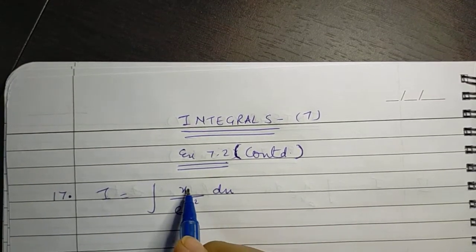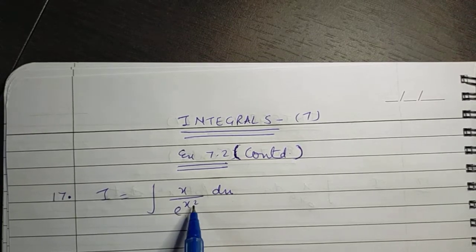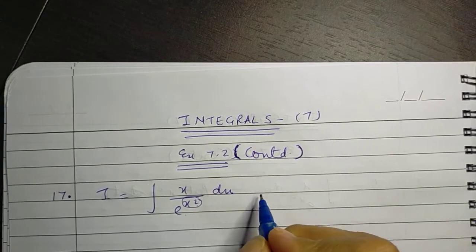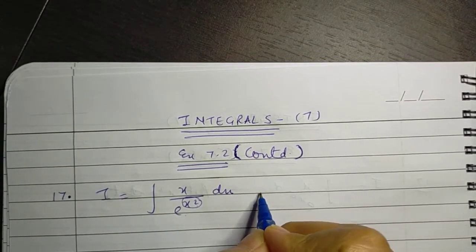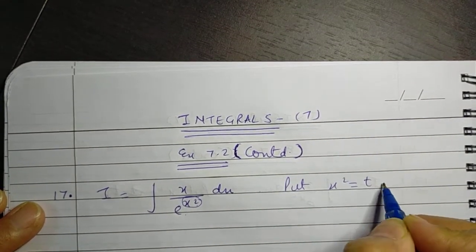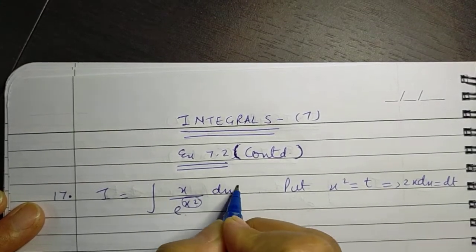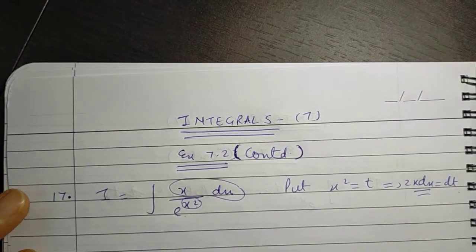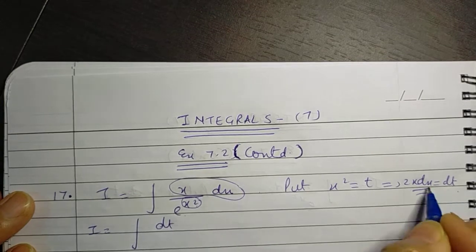Very obviously, it's a quotient of two functions, out of which the denominator is a function of a function. So we take the inner function to be t. So what do we get? Put x squared as t, so that we get 2x dx as dt. So what do we observe? That x dx is a part of dt. And so we get I is equal to dt upon 2.